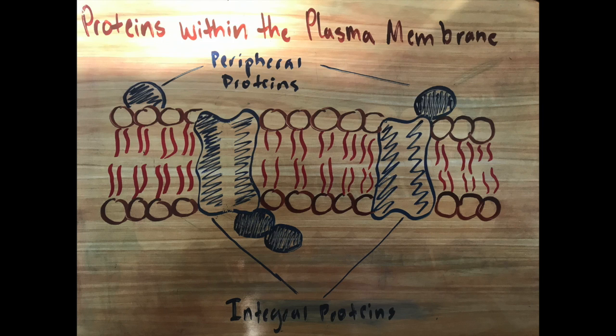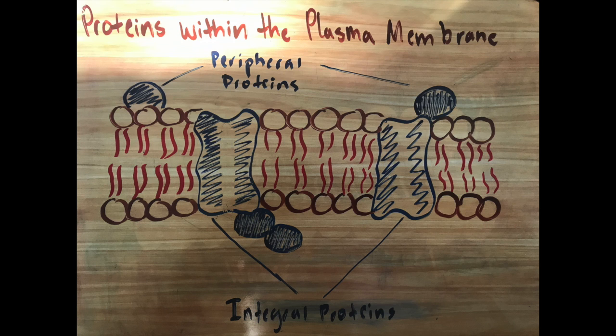Types of proteins incorporated within the plasma membrane. The first type are the integral proteins. Integral proteins are located within the lipid bilayer. These proteins have a hydrophobic region made up of nonpolar alpha helix amino acids and a polar hydrophilic region on either side of the membrane. These proteins also have hydrophilic channels that allow substances to pass through them.